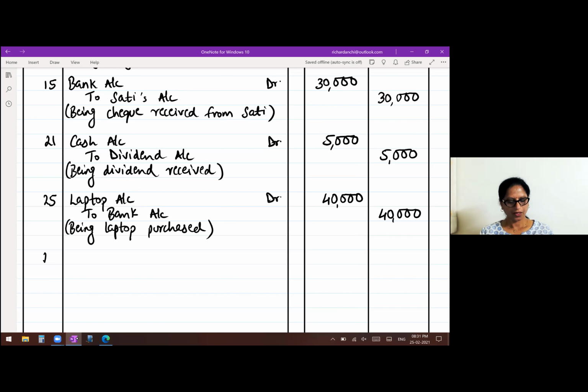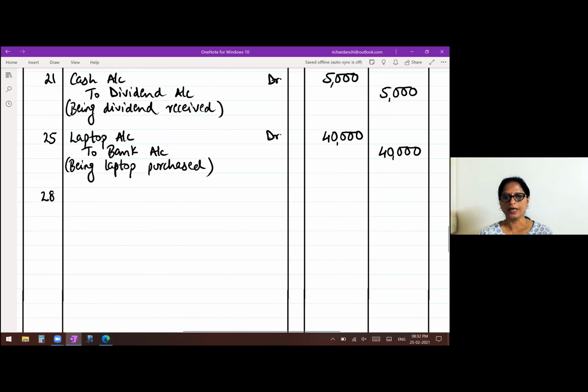28th, deposited cash rupees 10,000 into State Bank of India. Now here two accounts involved. You're depositing cash. So one is cash account. The other is State Bank of India. Okay, so State Bank personal account, it is receiving. So debit the receiver. And what happens to the cash? It is real account. It is going out. So you will credit cash account.